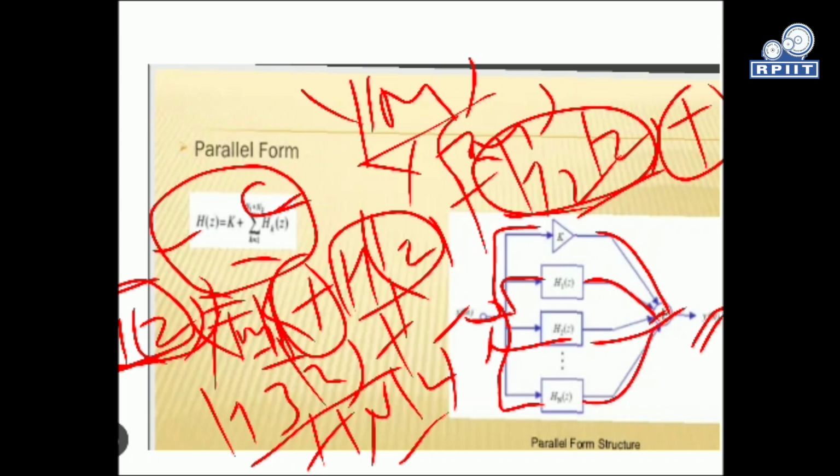Then X will be multiplied with this H2(z), and that will finally go to the summation over here. And finally Hn(z) is also multiplied with X, then Hn(z) will be over here, and then finally the summation. So all these factors go to the summation, and we will get the output y(n) over here. So this is the parallel form structure of our IIR filter.